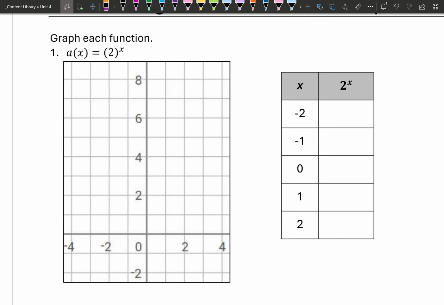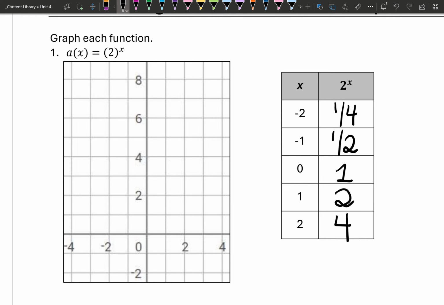All right. The way I'm going to do this is in my calculator. I will plug in the x's to find what y is. When I plug in -2, I get 1/4. When I plug in -1, I get 1/2. When I plug in 0, we get 1. When I plug in 1, I get 2. And when I plug in 2, we get 4.